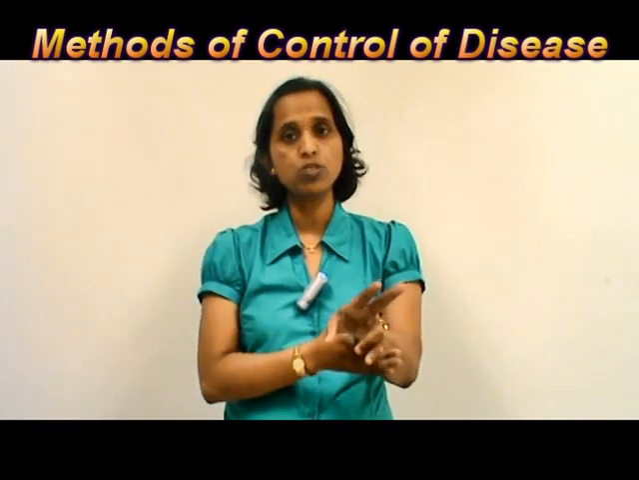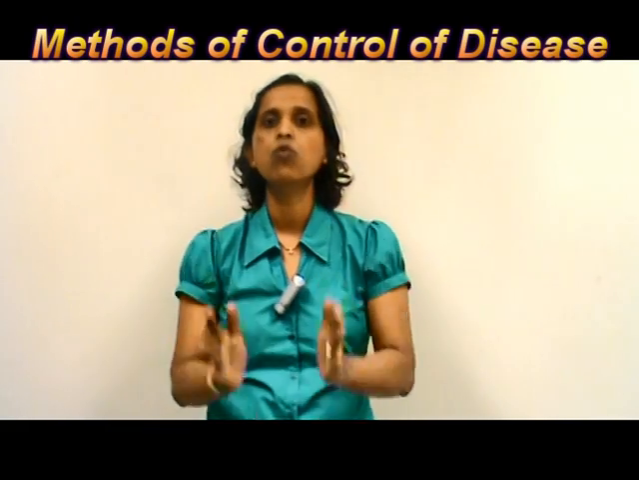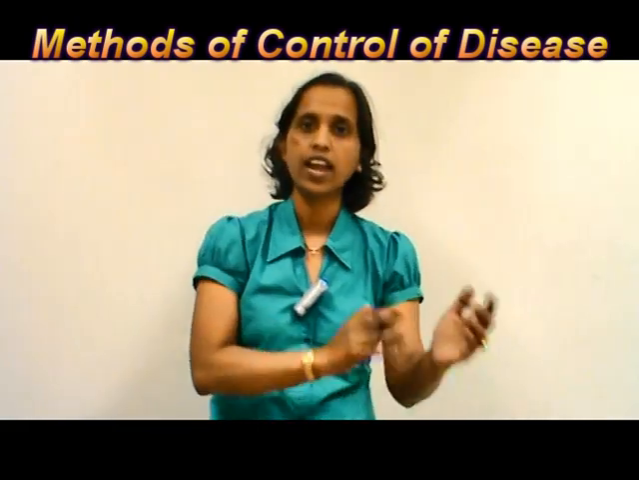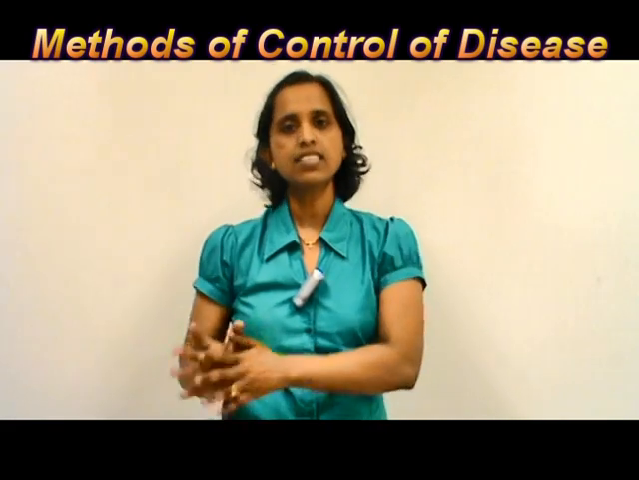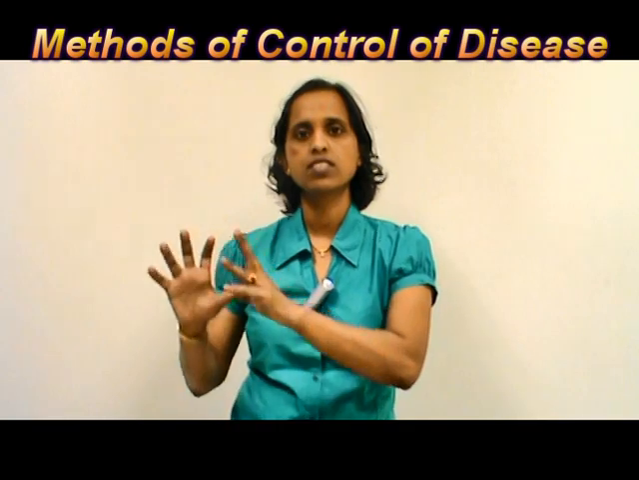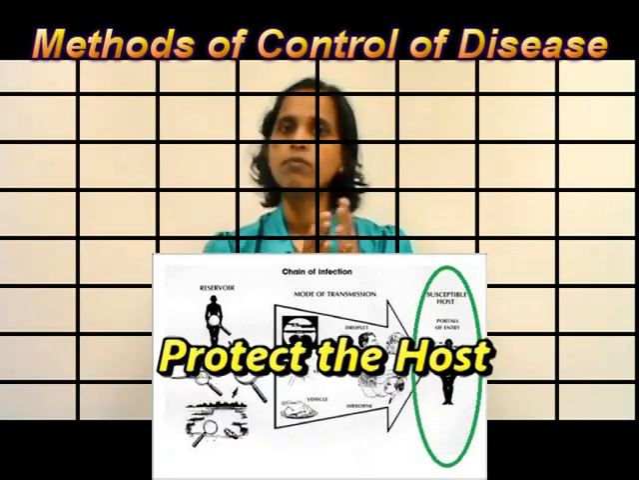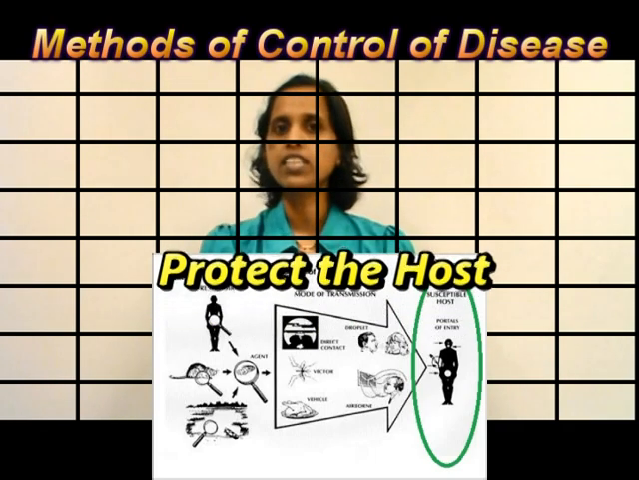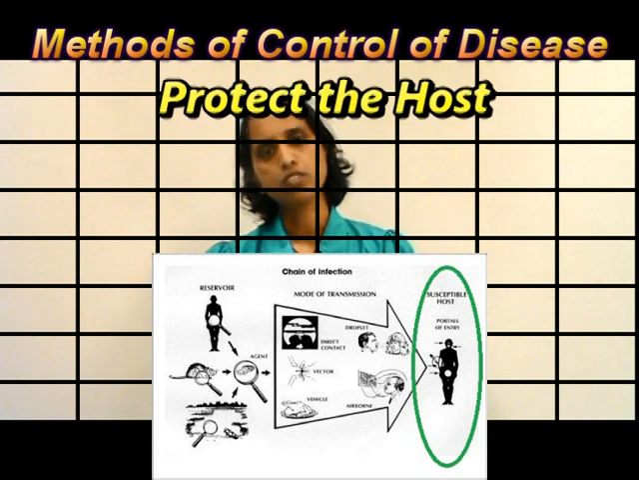So we have achieved two steps. Either we eliminate the source, or we take care of the mode of transmission by looking at the infectious agent and the vector in this case. And lastly, we will look at our susceptible host. If we can protect the susceptible host from getting infected by the infectious agent, that again can be a very important step in disease control.